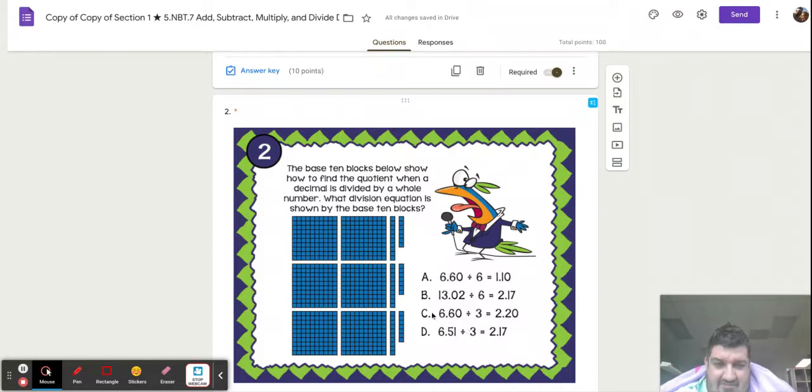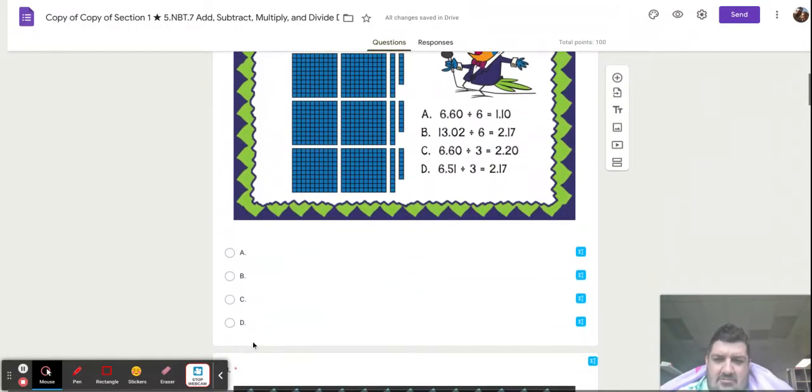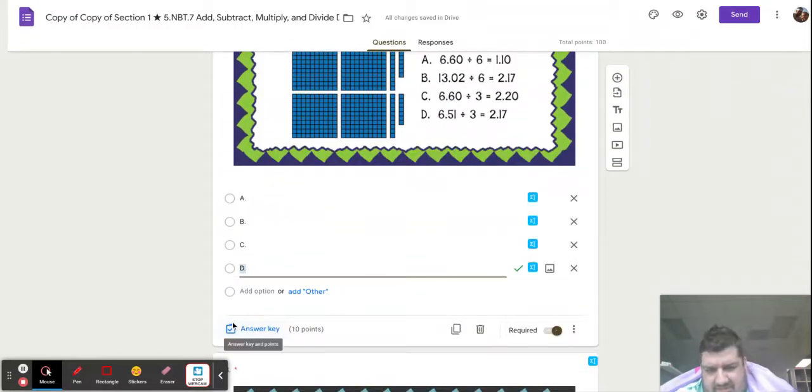So now we have to find out how much is in each of these groups. Well, we have 1, 2, so that's 2 wholes and 1/10, and 1, 2, 3, 4, 5, 6, 7, 700. So the correct answer is going to be D. Yes, got that one right too, y'all.